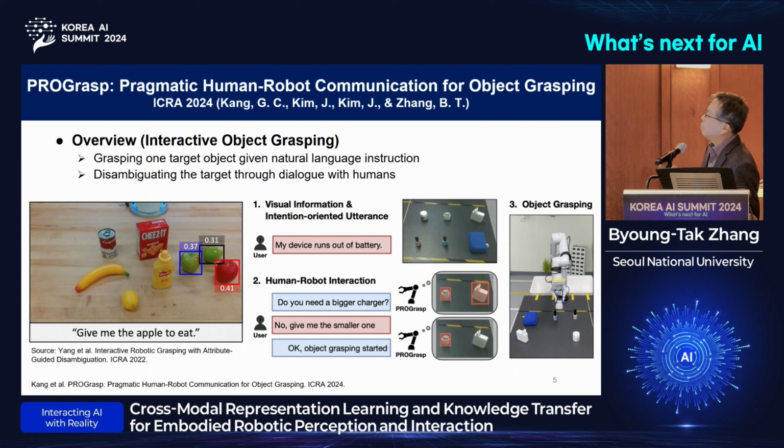If the human says, my device runs out of battery, it just says it runs out of battery. It doesn't say what I need. Right? It's implicit. It's a pragmatic problem in language. But it's ambiguous. There are two different batteries there. So the robot AI asks, do you need a bigger charger? A smaller one or a bigger one? And then the human answers, no, give me the smaller one.